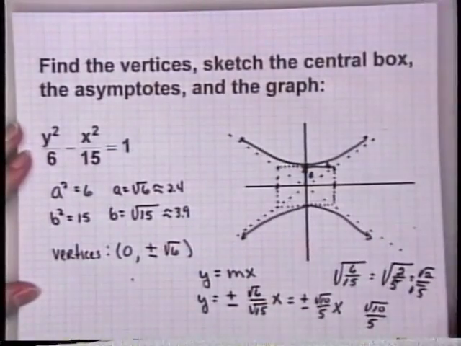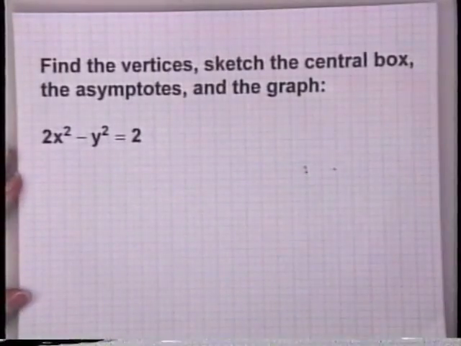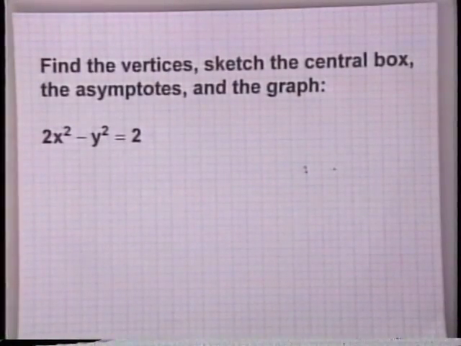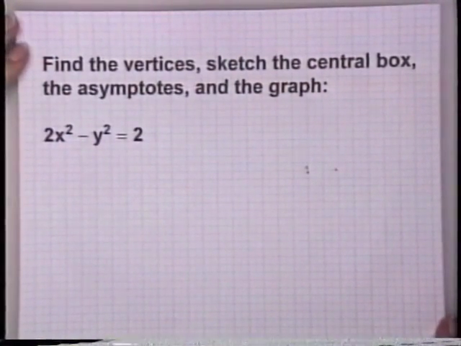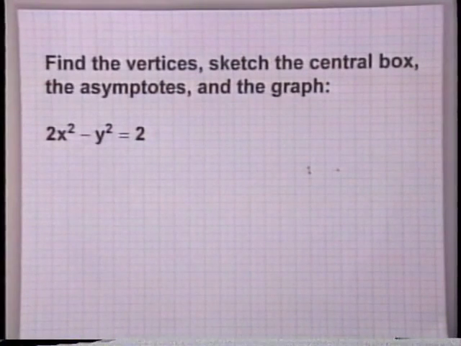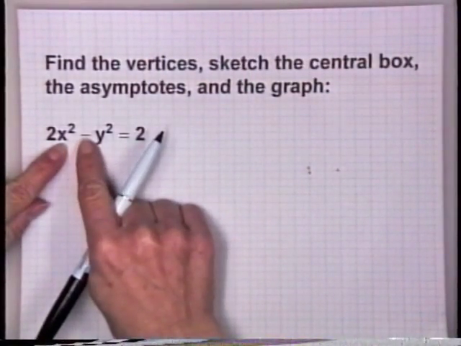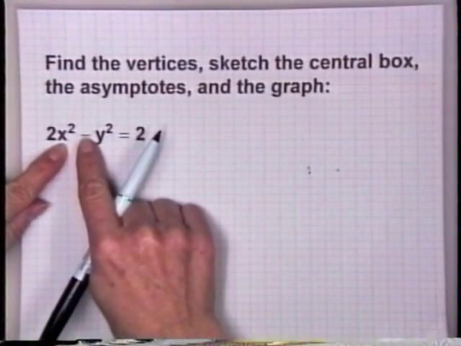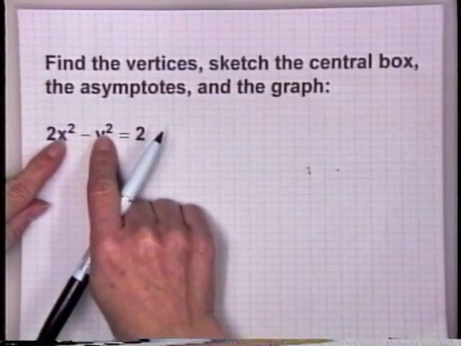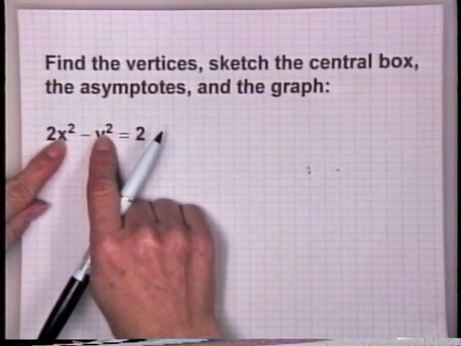Well, again, so far our equations have already been in that standard form. Let's look at this one. Find the vertices, sketch the central box, the asymptotes, and the graph. We'll look at your equation: 2x squared minus y squared equals 2. Now, how do I know that this should be a hyperbola? Well, let's look. I have x squared and y squared, but you'll notice this time we're subtracting them. That subtract sign between my x squared and y squared is what tips me off that this is probably a hyperbola.